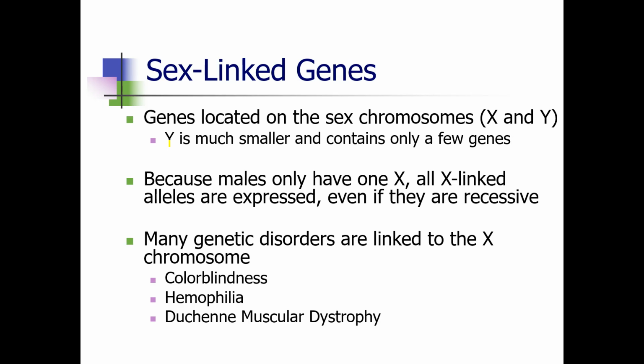Pretty much what the Y does is it makes a male a male. There can't be essential genes for being a human on the Y chromosome because females don't get one. So while there is genetic information on the Y, it is small, and there are just a few genes that mostly make a male, okay? So normally when we're talking about sex-linked traits, we're typically talking about X-linked traits, which means the gene is on that X chromosome.